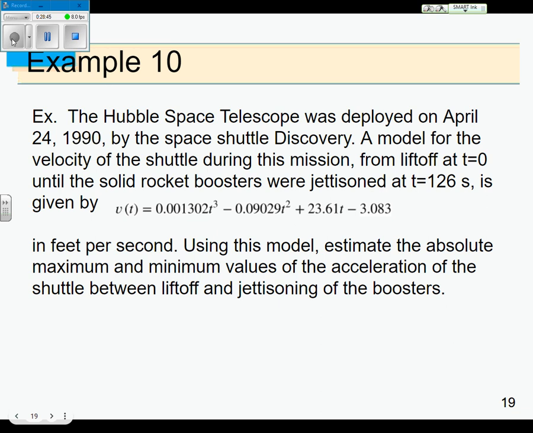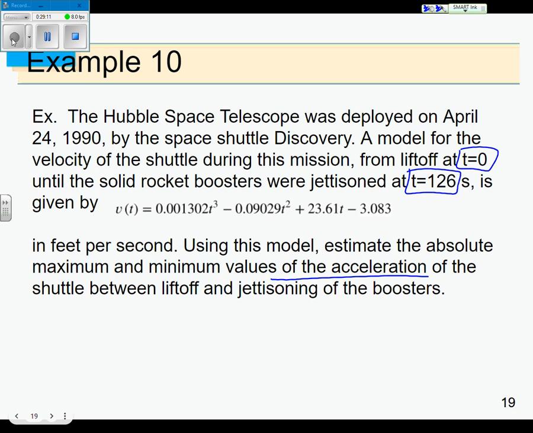So using this model, I want to estimate the absolute maximum and minimum values of the acceleration. That's going to be a kicker right there, of the shuttle between liftoff and whenever it got rid of its boosters. So I see that I'm going to be using a closed interval method. At liftoff, we're looking at time equals 0. And whenever it got rid of its boosters, we're looking at 126 seconds.